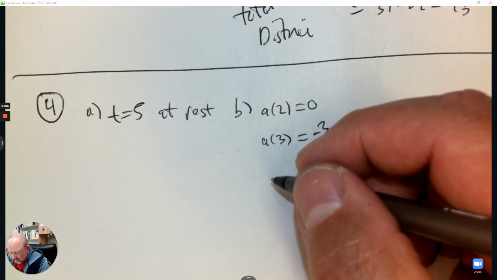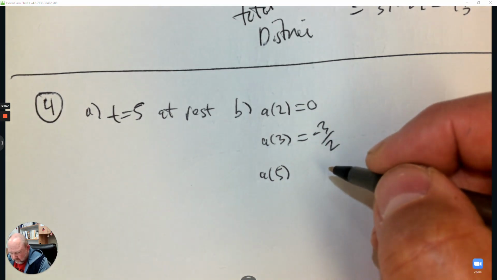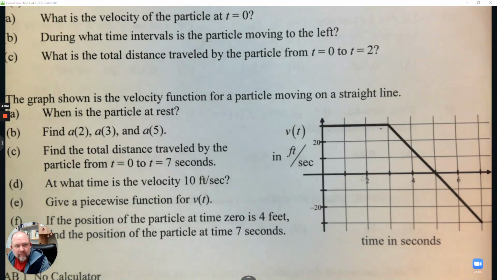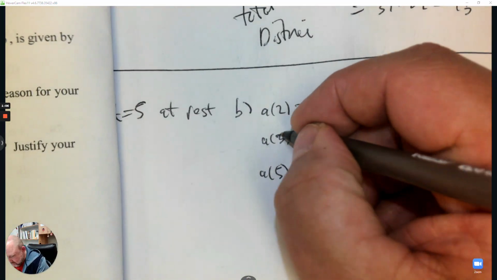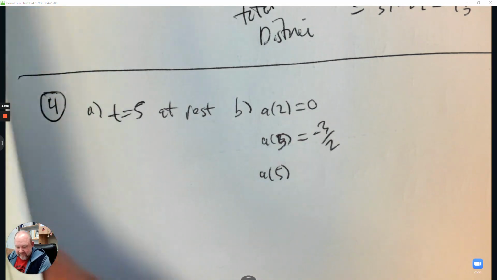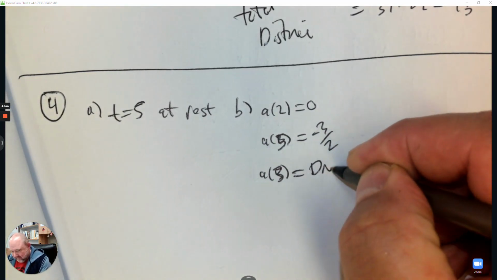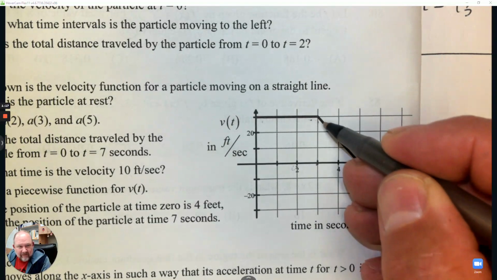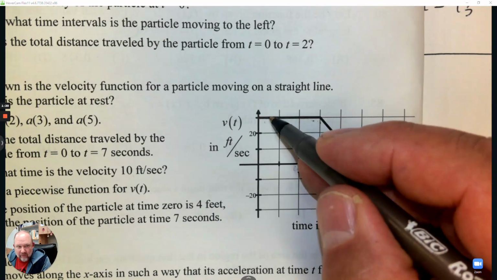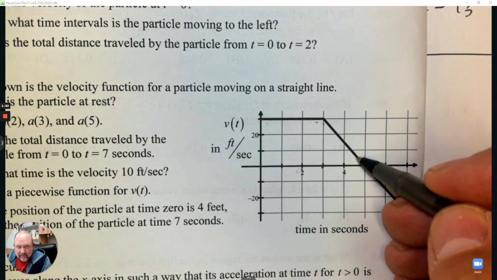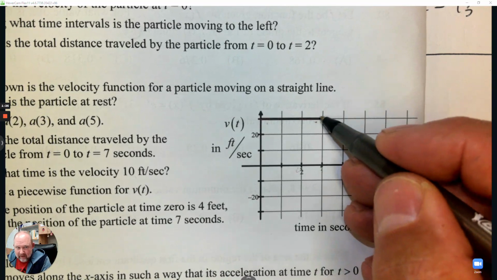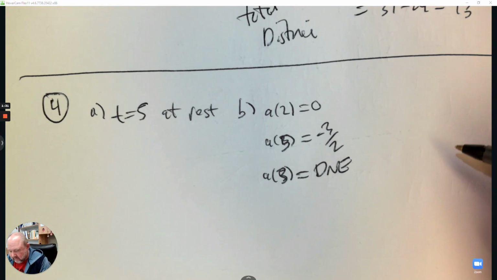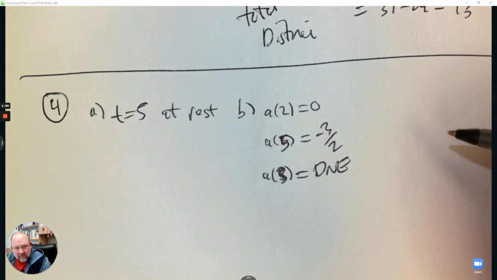And what was the last one? 5. Oh, wait a second. I skipped 3. I went to 5. That was 5. 3. At 3, it doesn't exist. So why doesn't it exist? So at 3, the left does not agree with the right. Approaching from the left, it's 0, and then it's negative 3 over 2 there. So the left and the right do not agree. That corner there, the derivative doesn't exist at a corner. So the answer is it doesn't exist. That's 5. That's 3, just so you know.